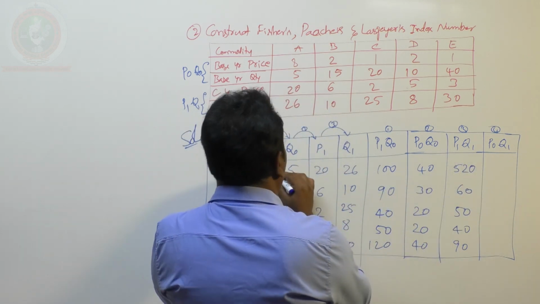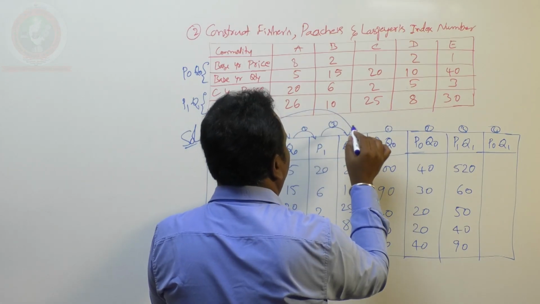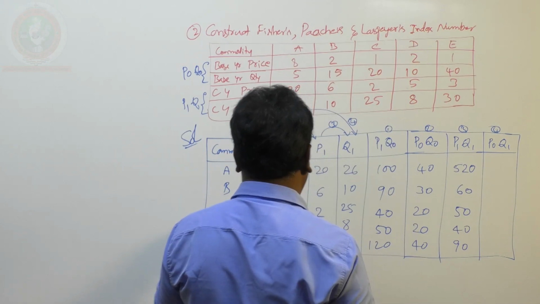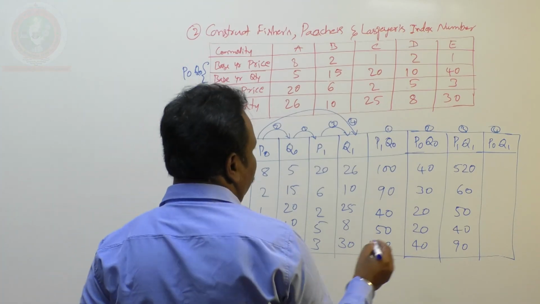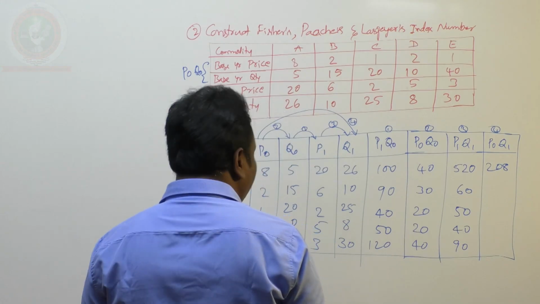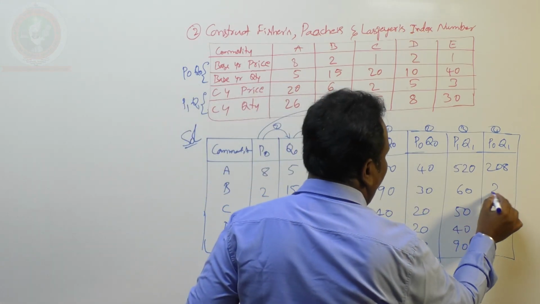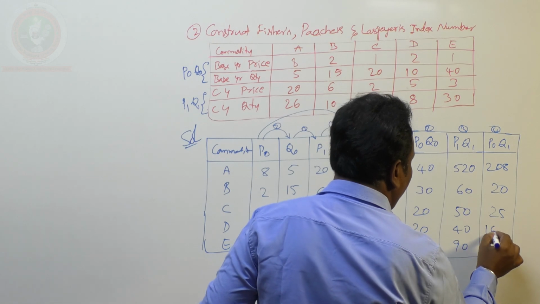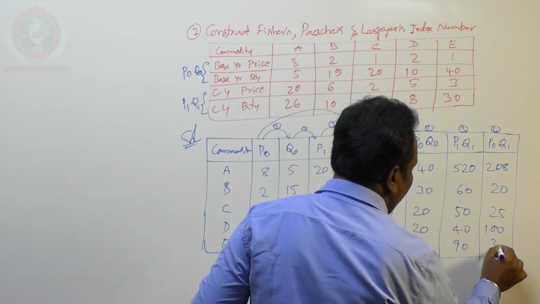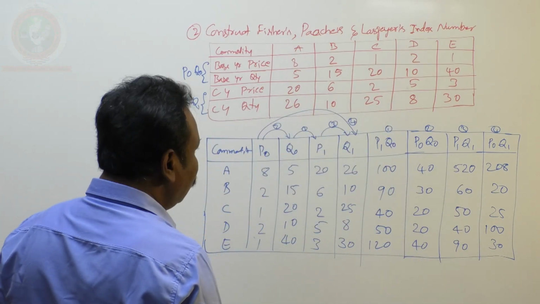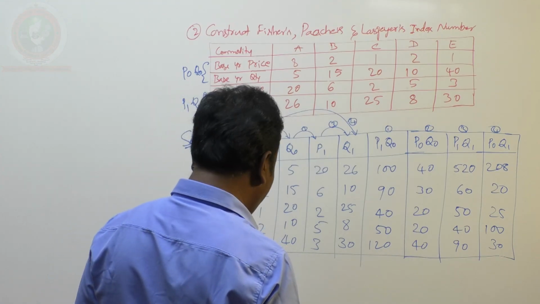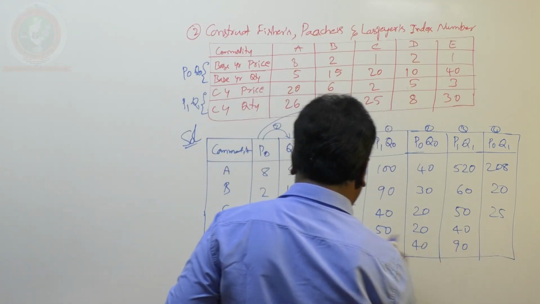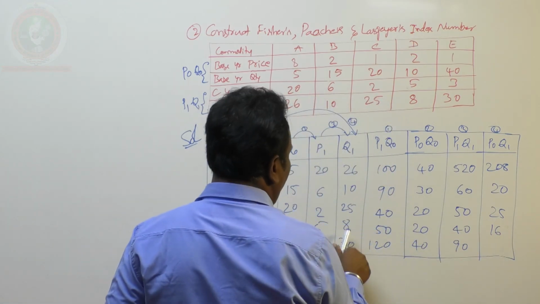Then P0 Q1. The multiplication of these two gives the fourth column: 8 into 26 is 208, then 2 into 10 is 20, 1 into 25 is 25, 2 into 8 is 16, then 1 into 30 is 30.